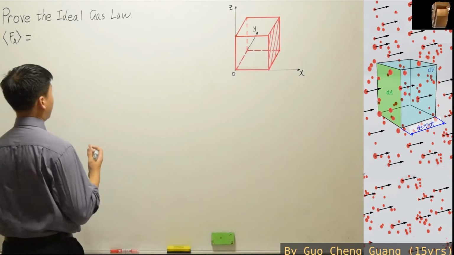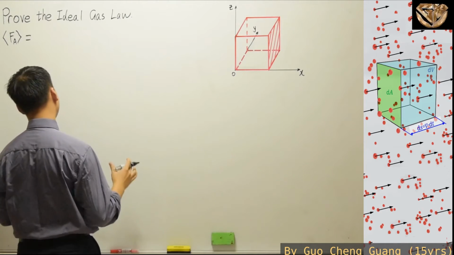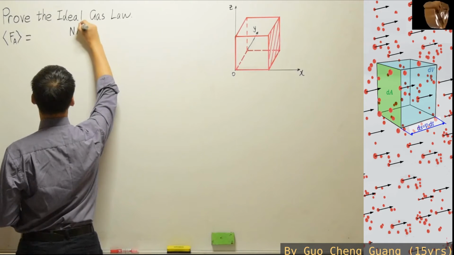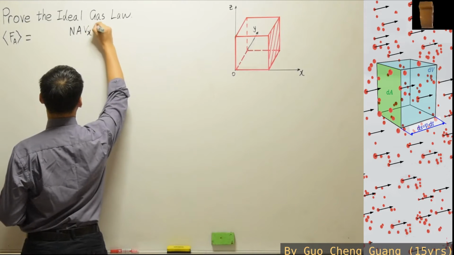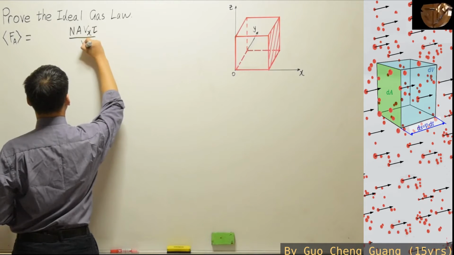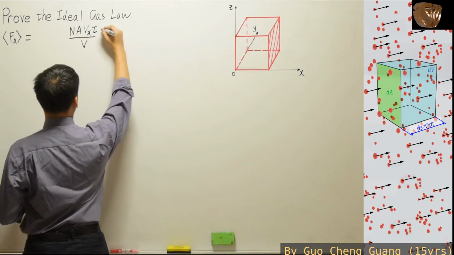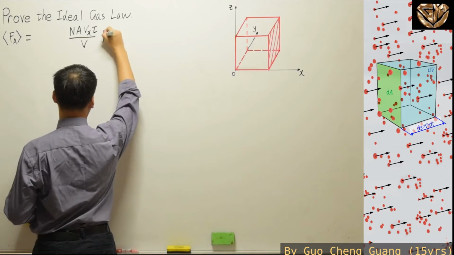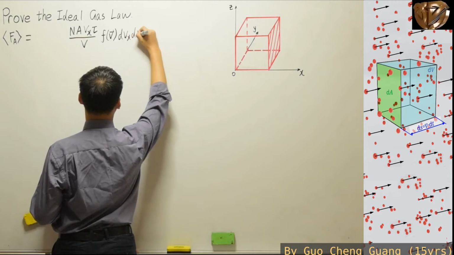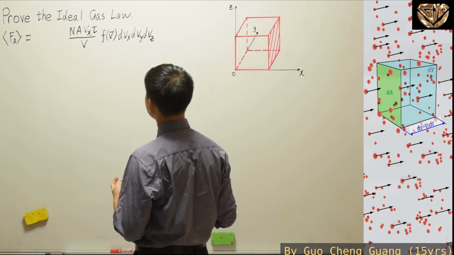Since just now, we did have one part, which is the number of particles striking your surface at a given time tau. So that is given by N A Vx tau over, since this would be volume, sorry, so this is your volume. But of course you have to multiply by your probability density function, and then dVx, dVy, and dVz. Alright, so that is pretty much what we had.